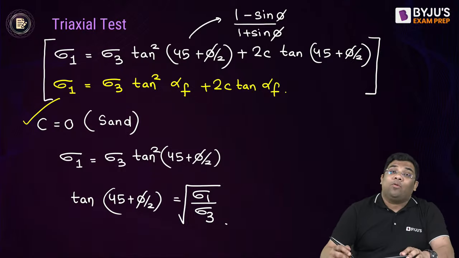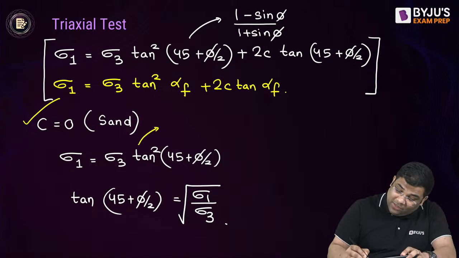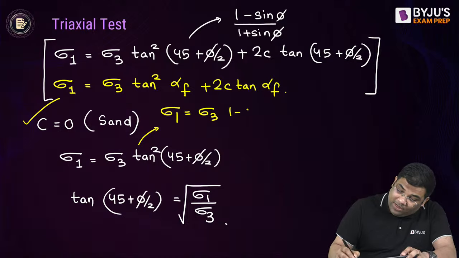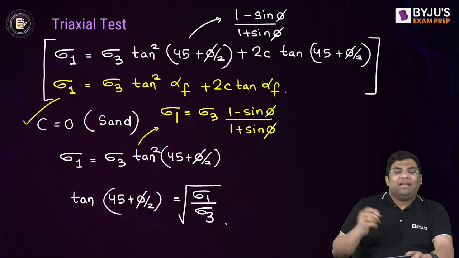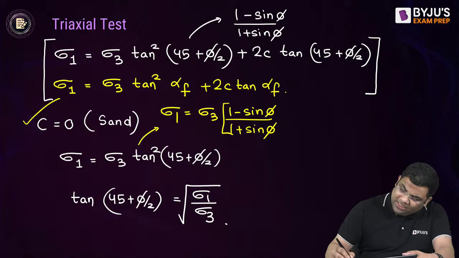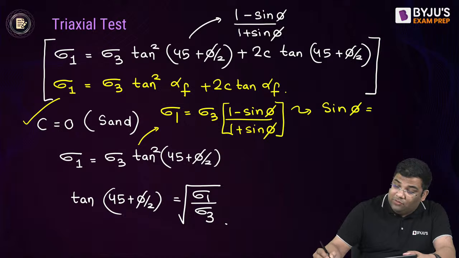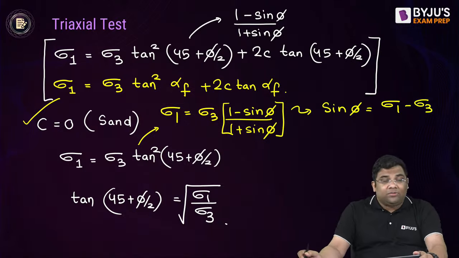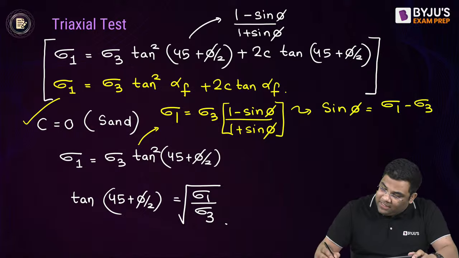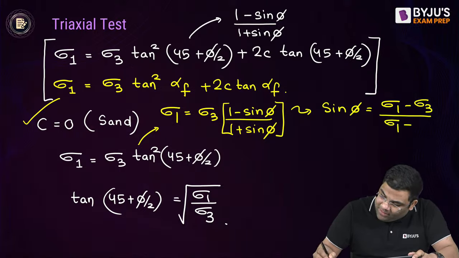Now it has another form also. From here, I can write down sigma 1 is equal to sigma 3 into (1 minus sin phi) by (1 plus sin phi). Yes. So if I write this equation, you can just rearrange it and I get another important equation. Sin phi is equal to the difference of the principal stresses, sigma 1 minus sigma 3, divided by sigma 1 plus sigma 3.